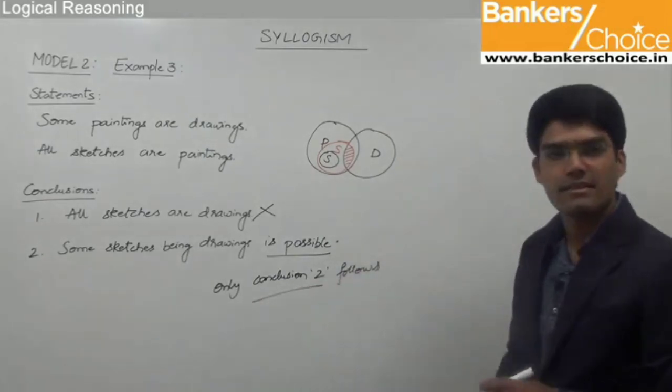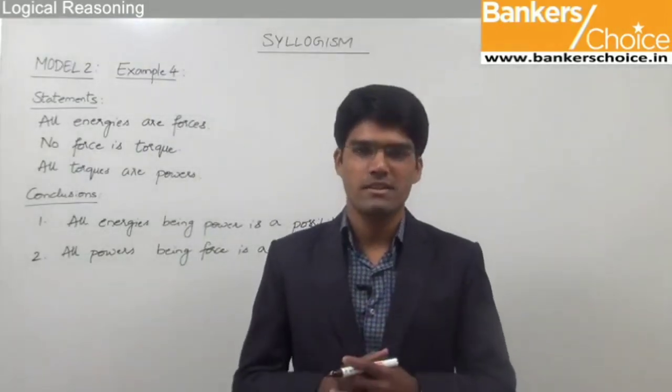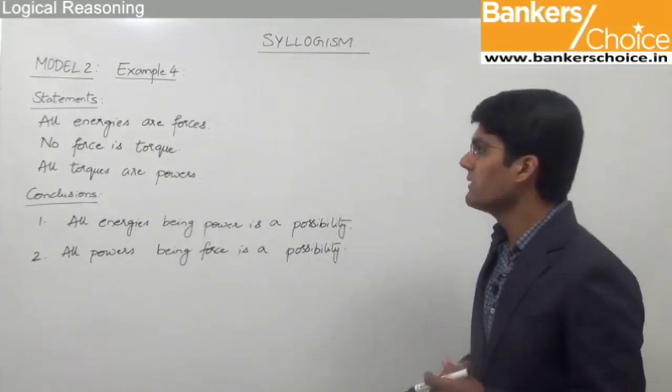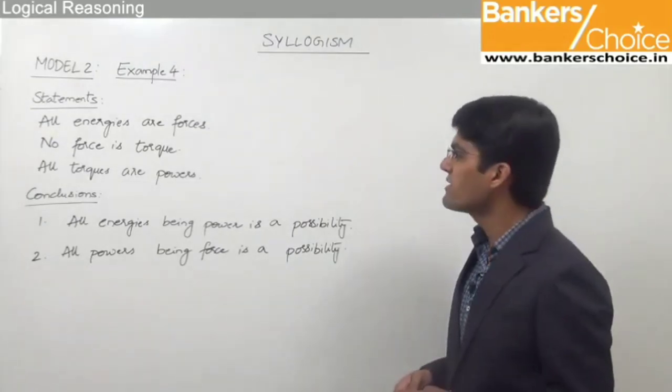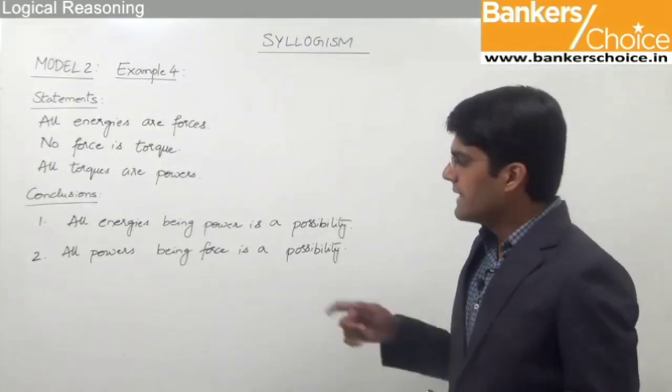So that's our answer. Let us now take one more example from the second model of syllogisms. Here we have 3 statements and 2 conclusions. The given statements are: all energies are forces, no force is torque, all torques are powers. And there are 2 conclusions.